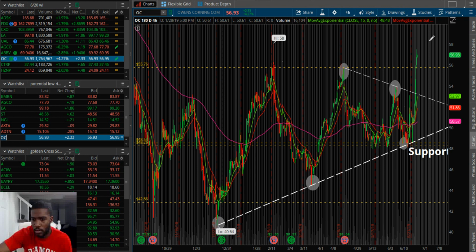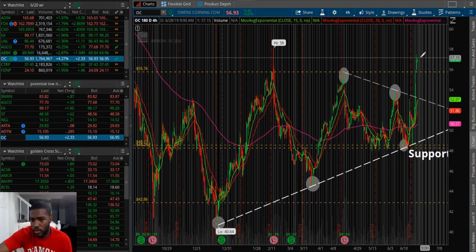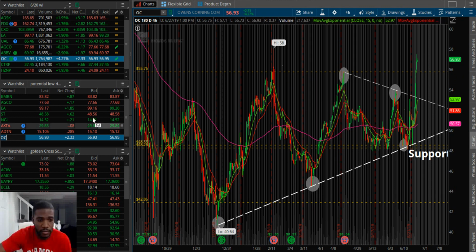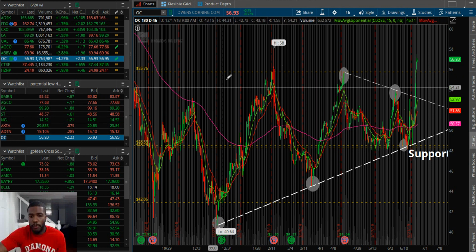Yeah, look at that breakout. Look at that breakout. Around the support zone, if we'd bought in, yeah, that's big gains, man. But I'm going to end this one.